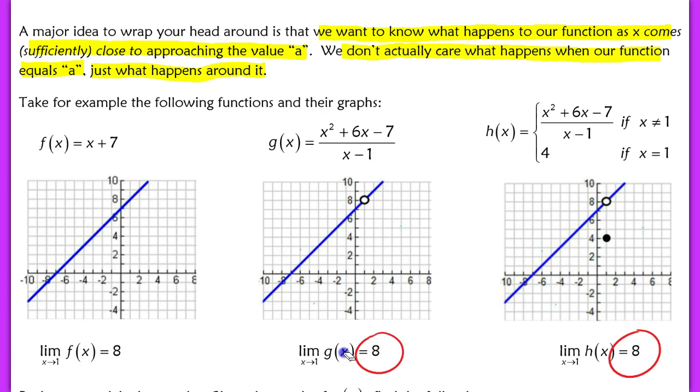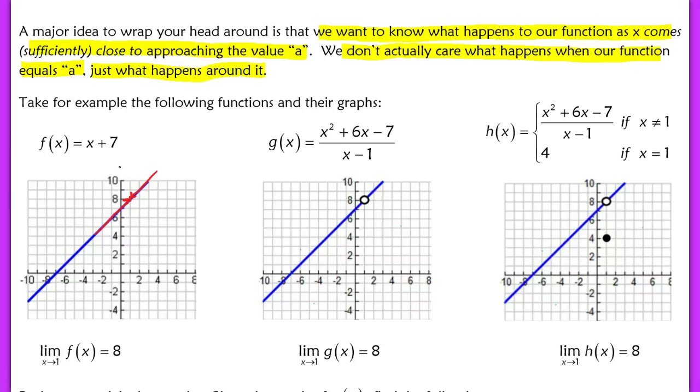And that's because, again, we don't care what happens at the actual value x equals 1. We only care about what happens right around it. So in our first function, this linear function here, as x approaches 1 from the left and as x approaches 1 from the right, we end up with a limit of 8 because that y output approaches 8.